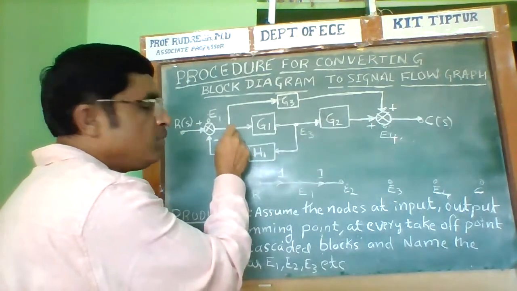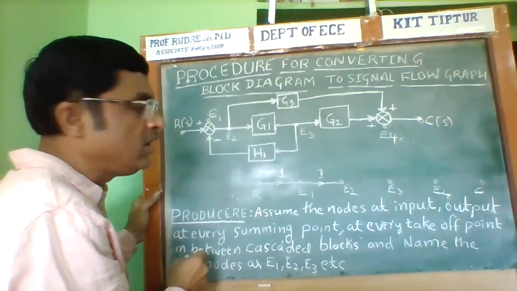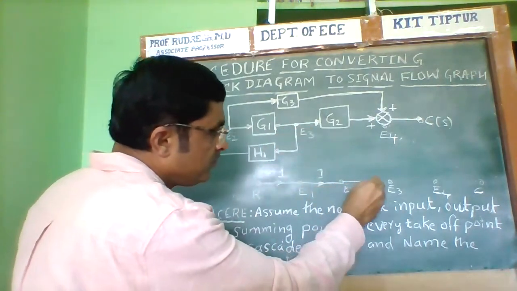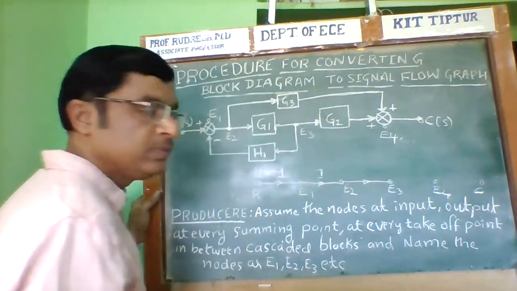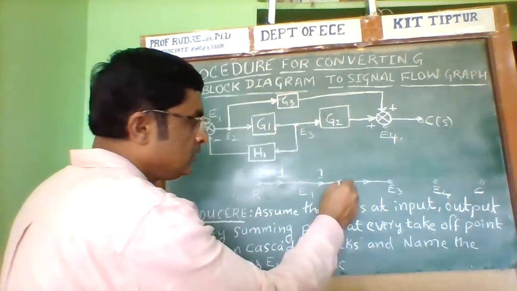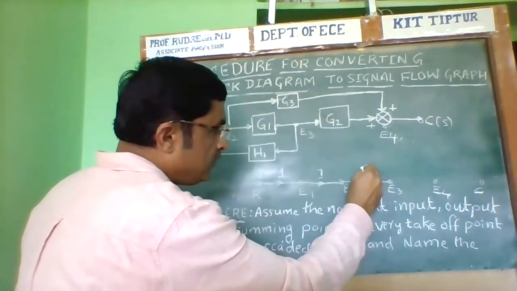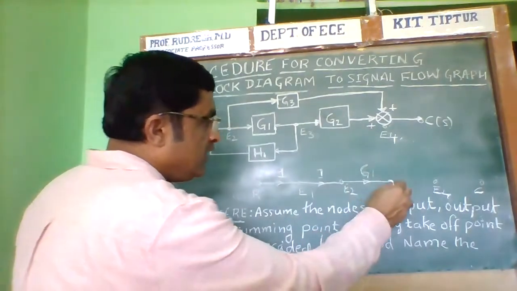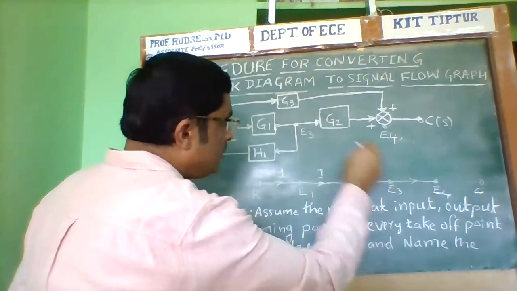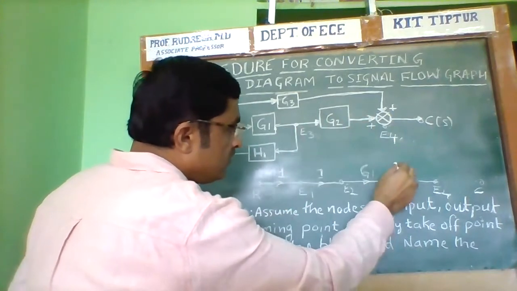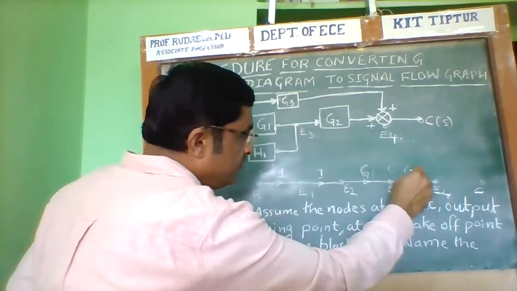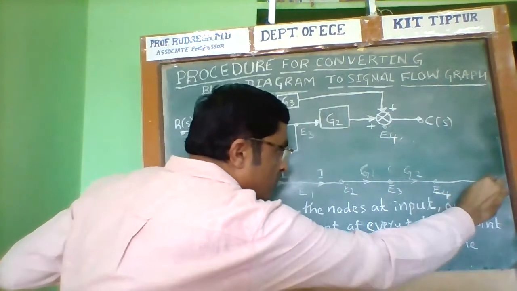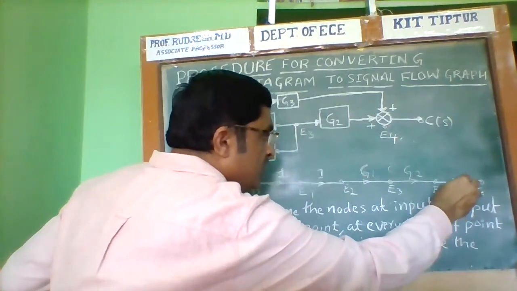Similarly, the gain between the E2 node and E3 node is G1. The gain between this and this is G1. The gain between E3 and E4 is G2. The gain between E4 and the C node is J1.